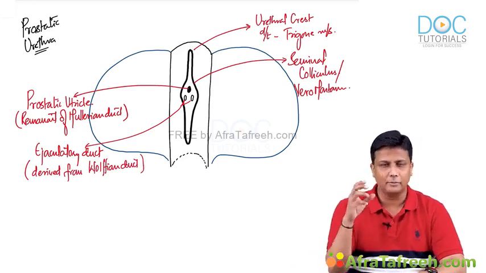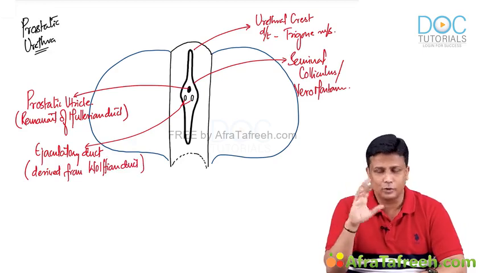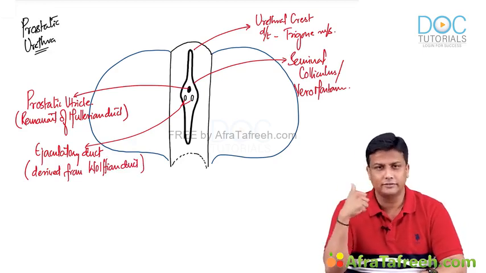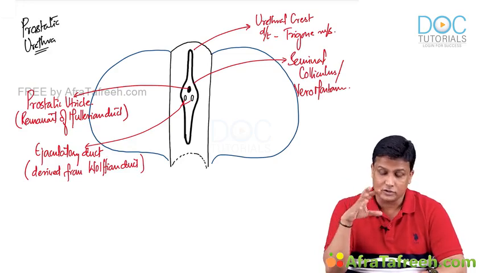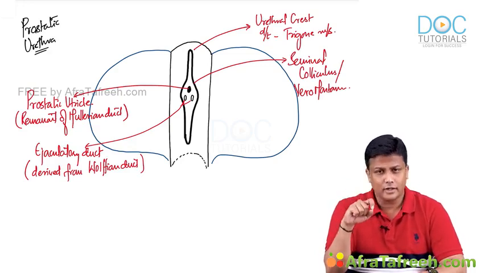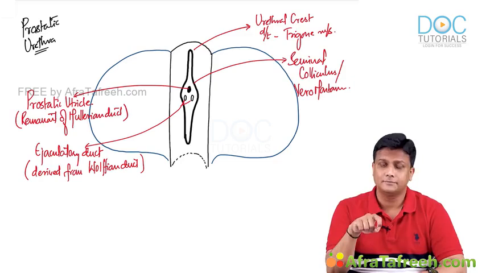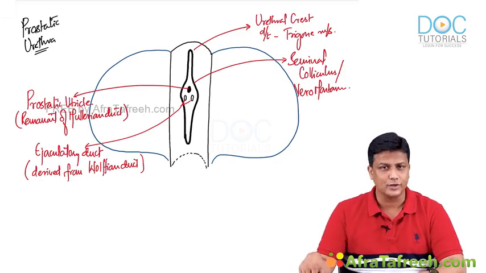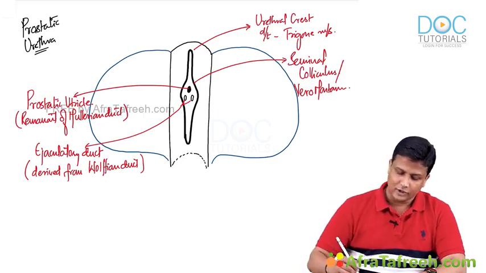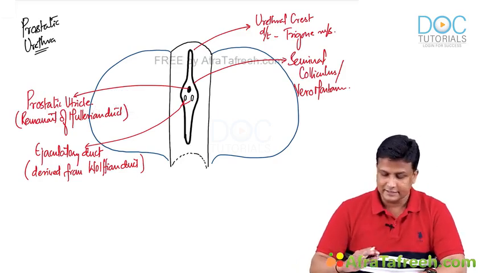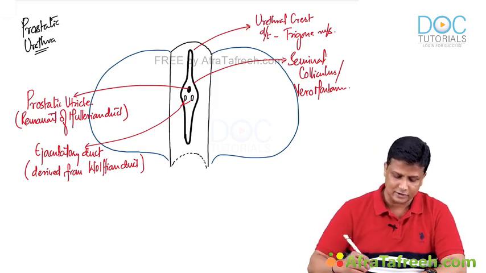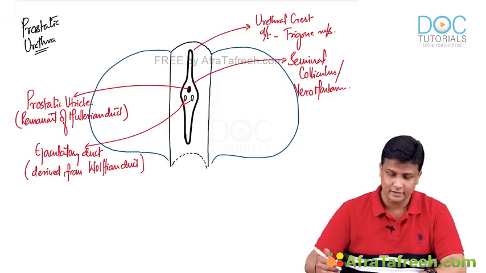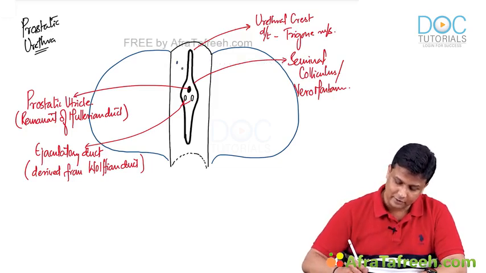I'm writing this embryology part here deliberately, guys, so that you can correlate it with the videos and lectures we have done on embryology. So the prostatic utricle is a remnant of the Mullerian duct in males, and the ejaculatory duct is derived from the Wolffian duct, also known as the mesonephric duct. Apart from that, the space you can appreciate on either side here is the prostatic sinus, and there you will find many openings, which are the openings of the prostate gland.